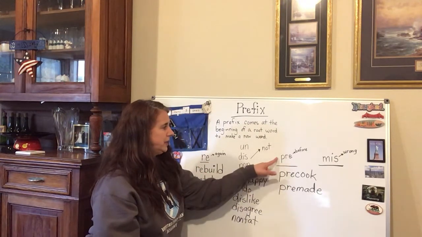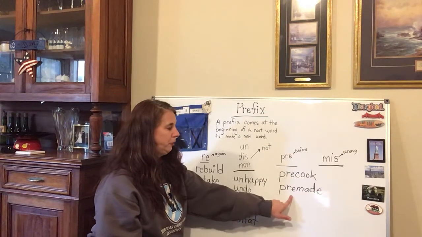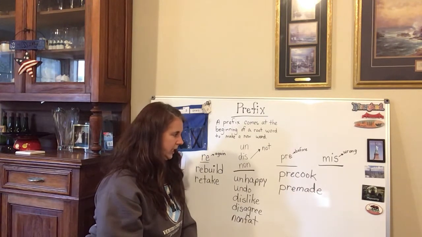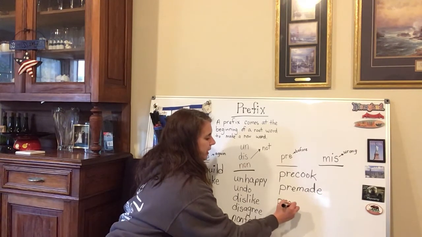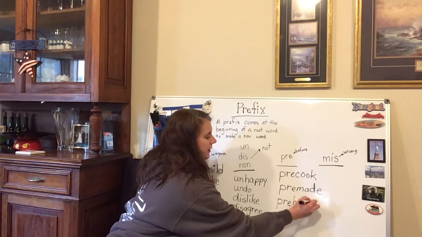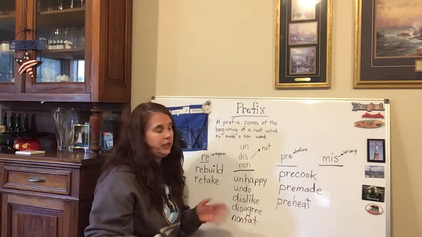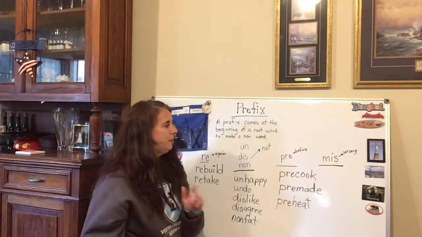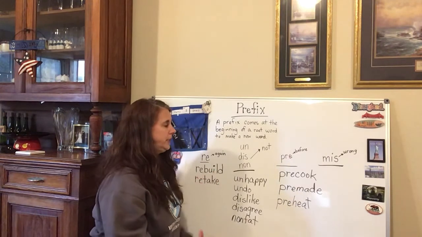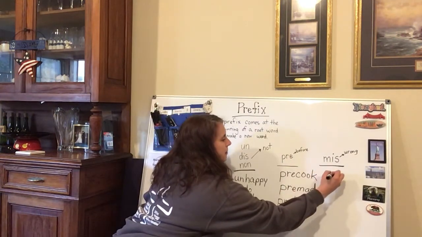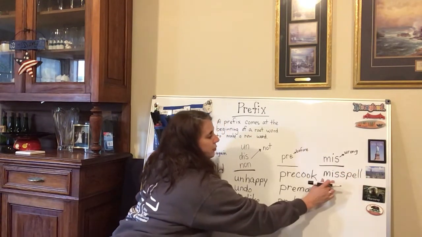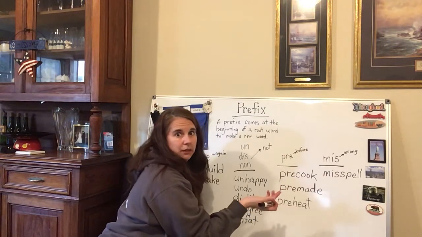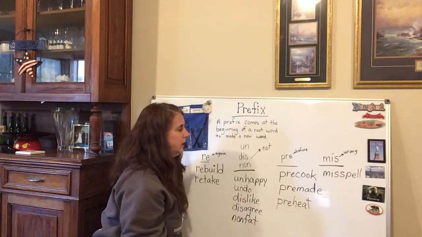So that's pre means before, so it's made before. Another one, pre-cook, pre-made. Well, we talked about preheat, like when you preheat your oven. You're getting your oven ready to the right temperature, so preheat. Let's go ahead and go to miss. So miss means wrong. So for example, if you have the word misspell, your root word is spell, that means you got your spelling word wrong. So misspell means it was wrong.